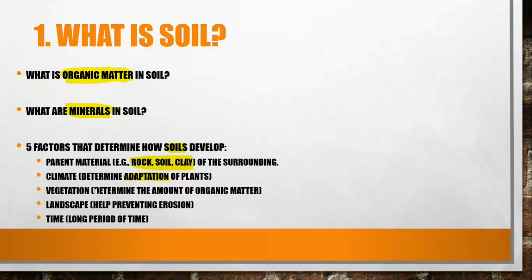Vegetation basically determines the amount of organic matter. You may notice that matter-rich soil is known as humus. So those are good examples. For some of the landscape, if you have a lot of plants condensed and a lot of roots, that means they generally prevent erosion because the soil holds up the sand, rock, whatever the surrounding soil. And developing soil takes a long period of time. So those are the 5 factors. Please look at the textbook for any more details.